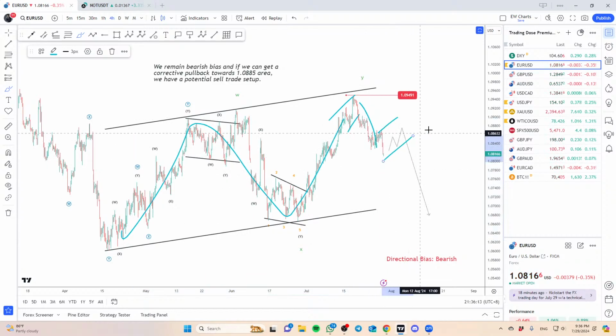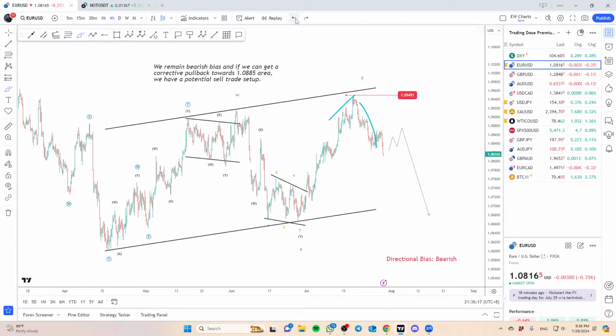If we can get any sort of a corrective pullback, that will be a sell trade setup. Definitely you don't want to be selling here, right? Because the market is potentially completing the cycle. Would want to be patient and wait for a pullback, ideally a corrective pullback, maybe retesting some of the zone here. That would be a nice little confluence for us to look for a sell.